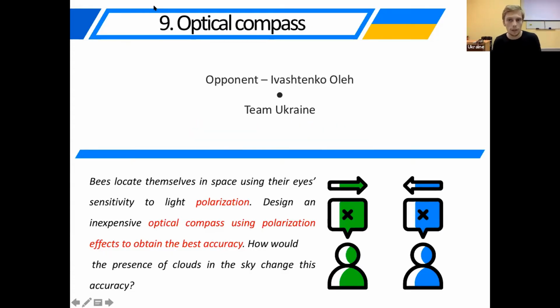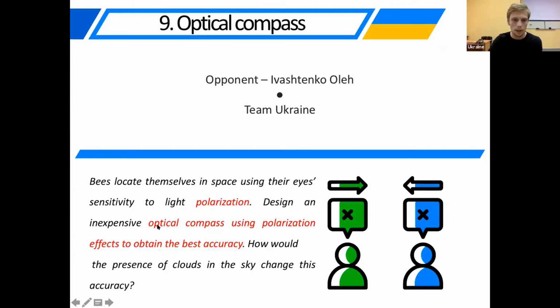Good afternoon, dear audience. My name is Oleg Vashtenko, and I'm glad to present you our opposition on task number 9, Optical Compass. So according to the statement of the problem, the reporter should investigate the phenomenon when light falls on the Earth's surface and appears polarized. It was a task to design an inexpensive optical compass using this effect.